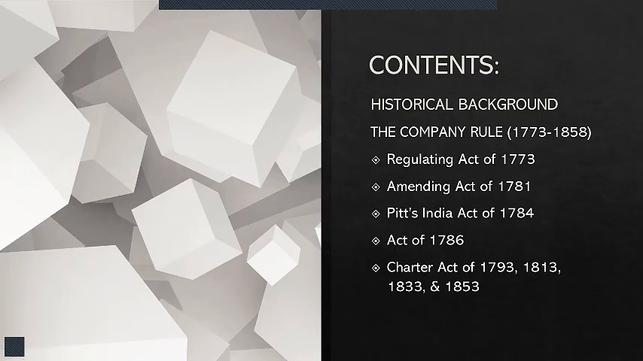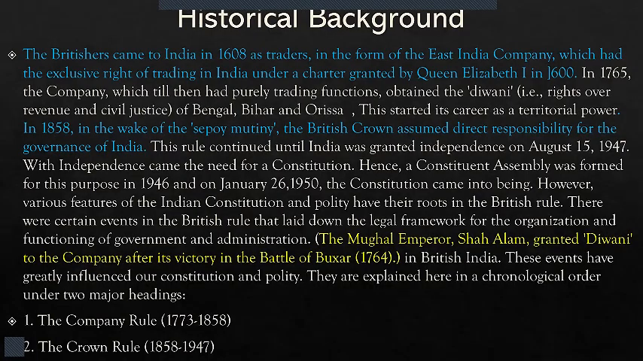Okay, so the company rule lasted from 1773 to 1858. We will study this today, in which we will study the Regulating Act, Amending Act, Pitt's India Act, and Chartered Acts, etc. Okay, so let's see the historical background.